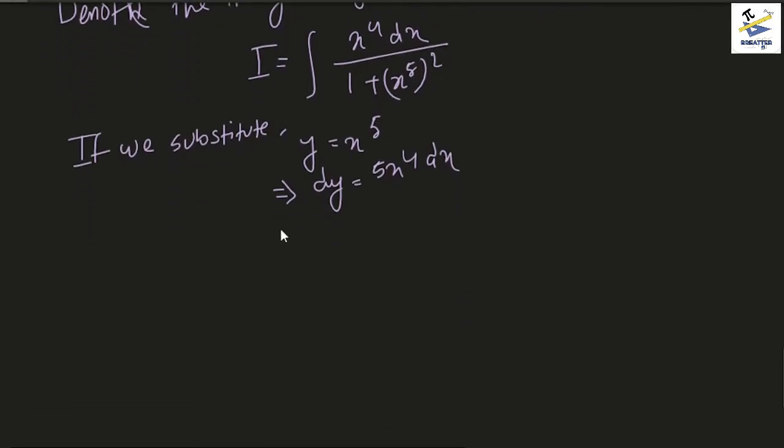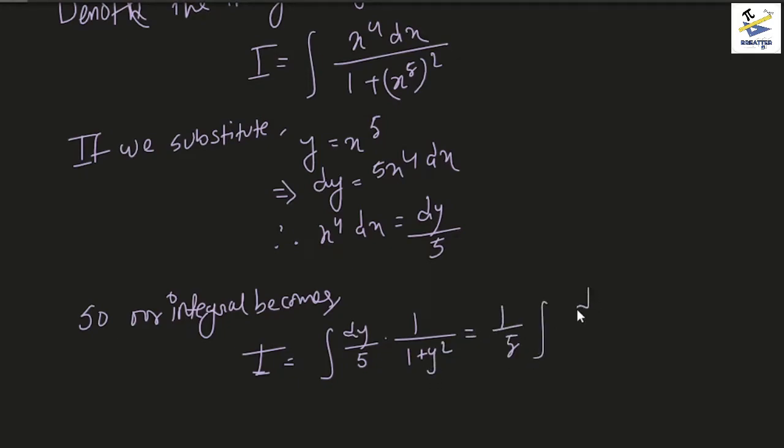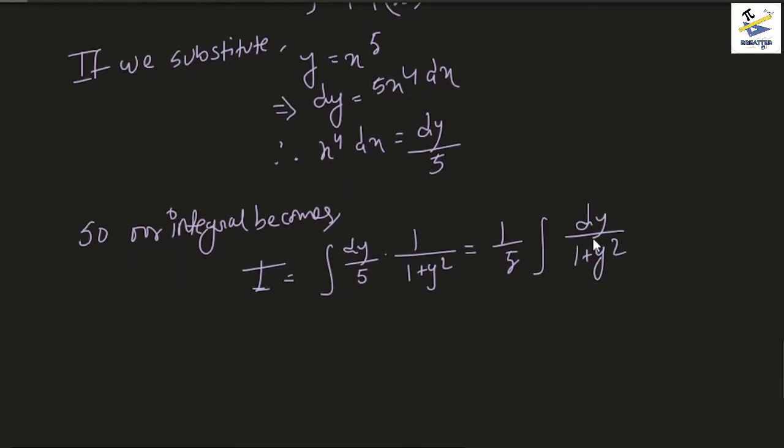And what we want is the value of x to the power 4 dx, so therefore x to the power 4 dx should be equal to d of y by 5. So our integral becomes I equals to integral of, this thing becomes dy by 5 and the denominator just becomes 1 plus y square. So taking the constant outside, we get 1 by 5 dy by 1 plus y square.